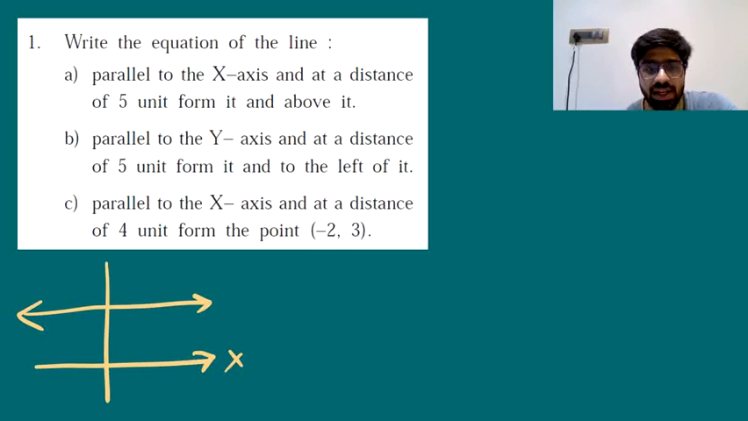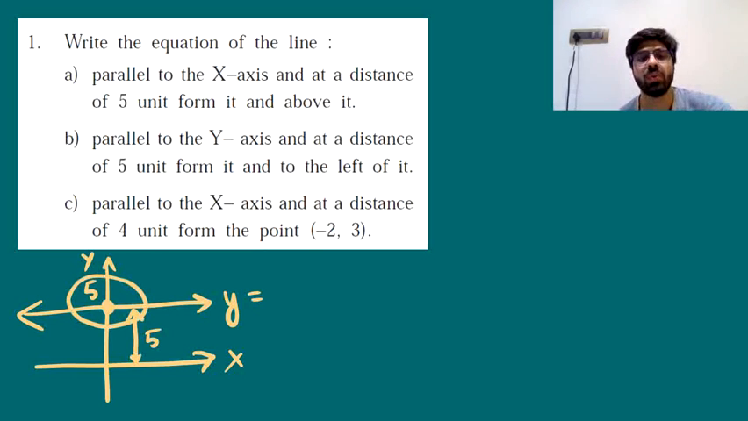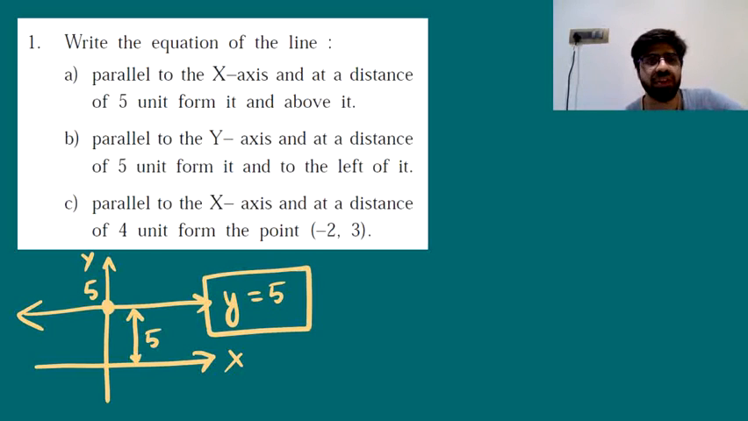So if this is your x-axis, the line being 5 units above the x-axis, this point here is going to be the number 5 on y-axis. Because I said that if a line is perpendicular to y, the equation will be y equal to constant. That constant will be the very number where that line is cutting the y-axis. So the equation for this line will be y equal to 5. That's your answer for the A part.